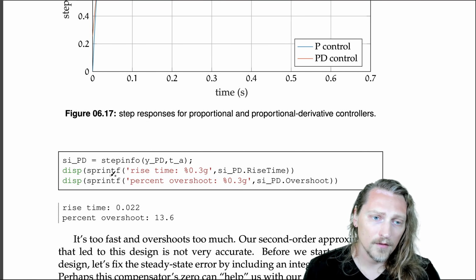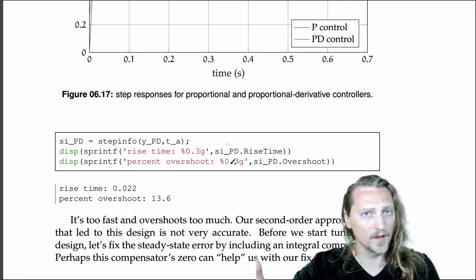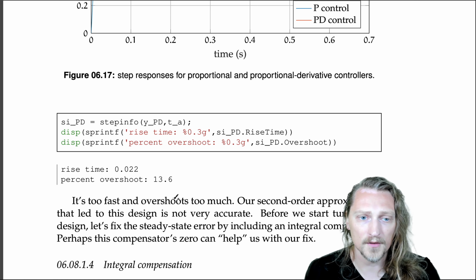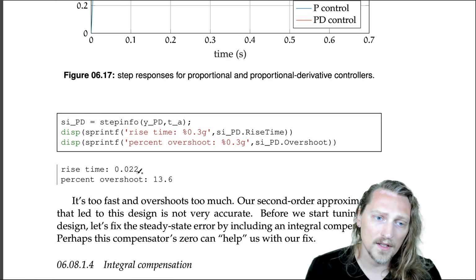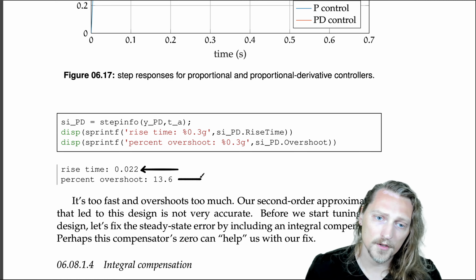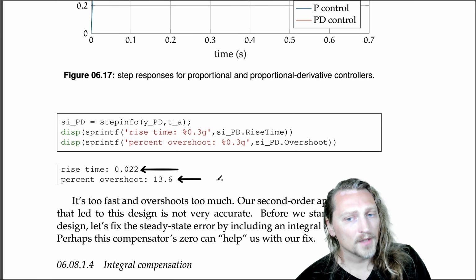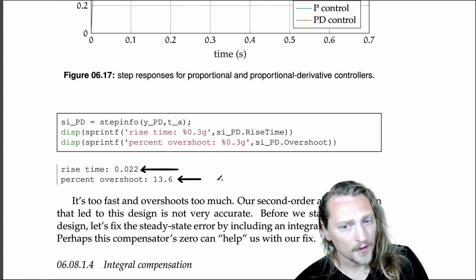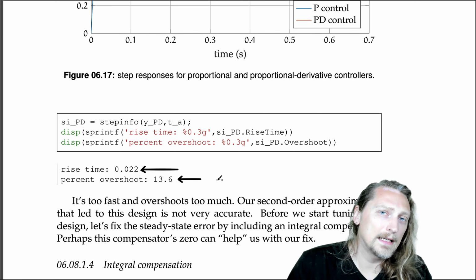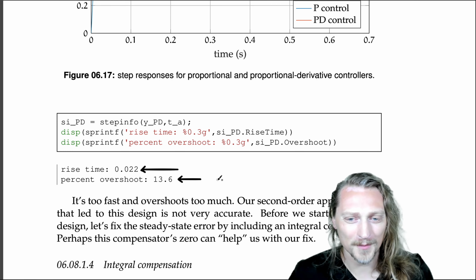So we can use the step info function to compute, specifically from the simulated step responses, what the rise time is and what the percent overshoot is. We see that the rise time is pretty good. It's a little low. We want it to be about 0.05, and the percent overshoot is certainly too much. We want it to be less than 5%. So our second order approximation that led to this design is not very accurate because we missed the percent overshoot and we missed the rise time. Not terrible though. We're in the ballpark, right? Which is all we can hope for with the second order approximation.